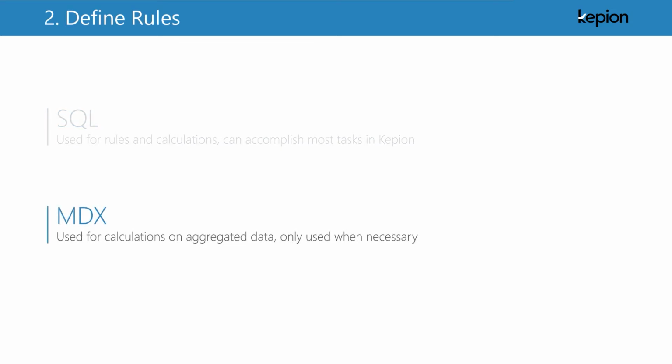MDX, on the other hand, is used only when it's necessary to directly define a calculation on the aggregated data in the OLAP cube. Some common scenarios include variance and percent calculations. As MDX can sometimes impact performance, it's advised to write rules using SQL whenever possible. Now let's take a look at our reports and determine which calculations we'll need to define rules for.